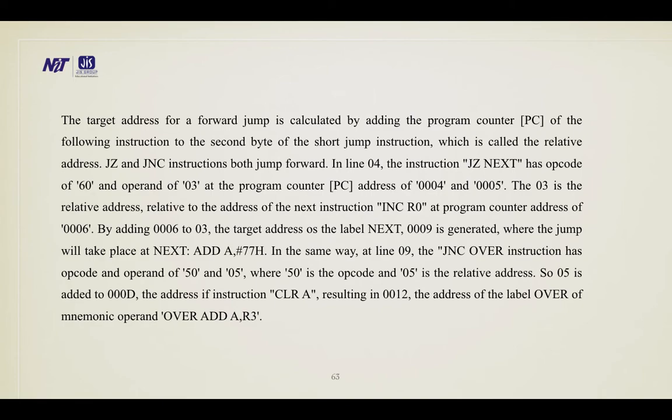In the same way, at line 09, the JNC over instruction has opcode 50 and operand 05, where 50 is the opcode and 05 is the relative address. So 05 is added to 000D, the address of the instruction CLR A, resulting in 0012, the address of the label over, with mnemonic and operand ADD A, R3.